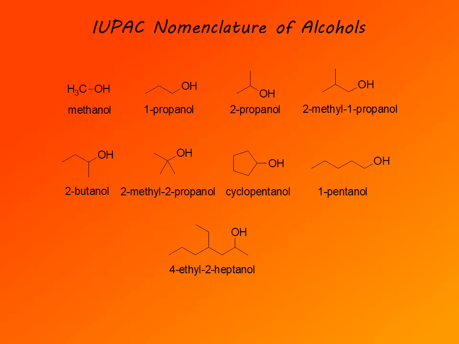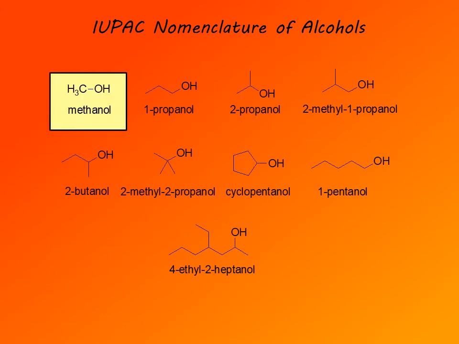Now, according to IUPAC nomenclature, alcohols are named first by naming the longest chain that contains the hydroxyl group. We name it as alkane. We drop the final E of the name of the alkane, and replace it with suffix -ol for alcohol. We drop the E to avoid having two vowels next to each other. So here are some examples.